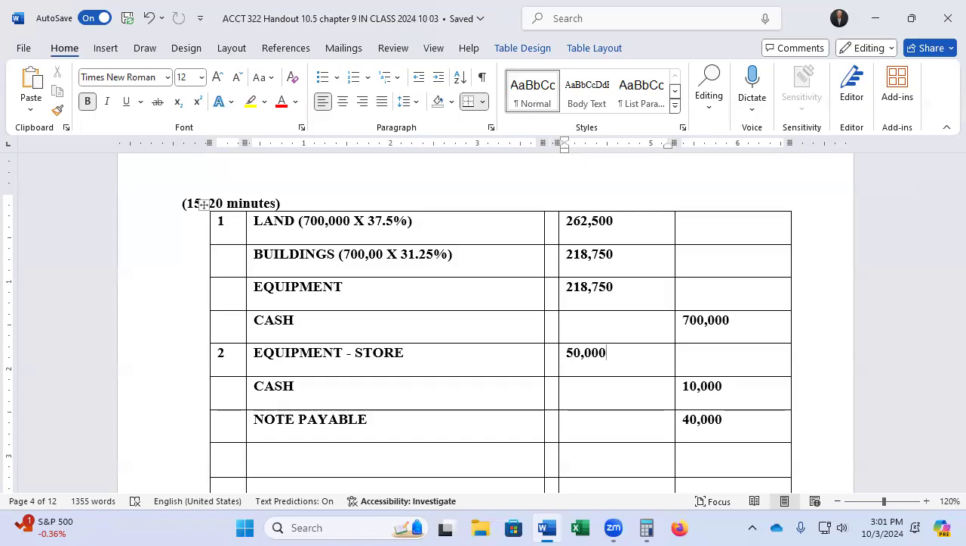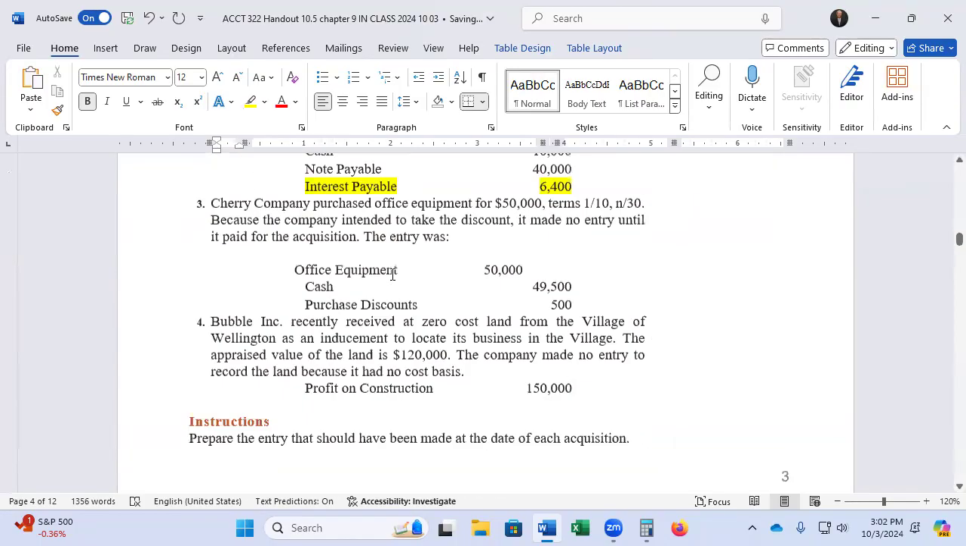Any interest payable that would accrue for the life of the asset would be expensed as part of interest due to operations. Okay. Any questions on that one? Let's take a look at number three.